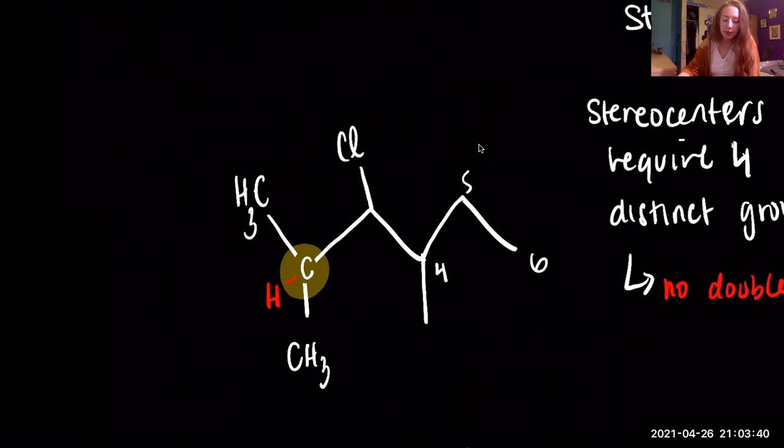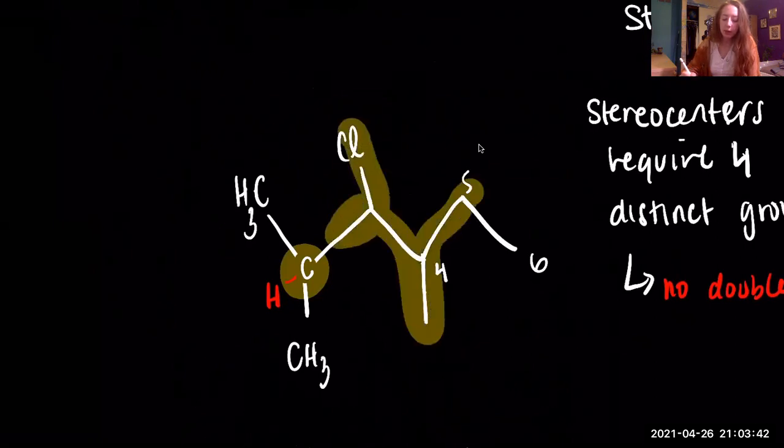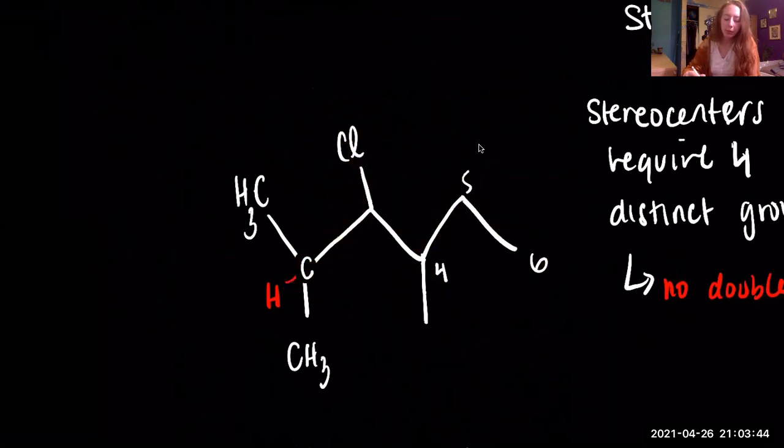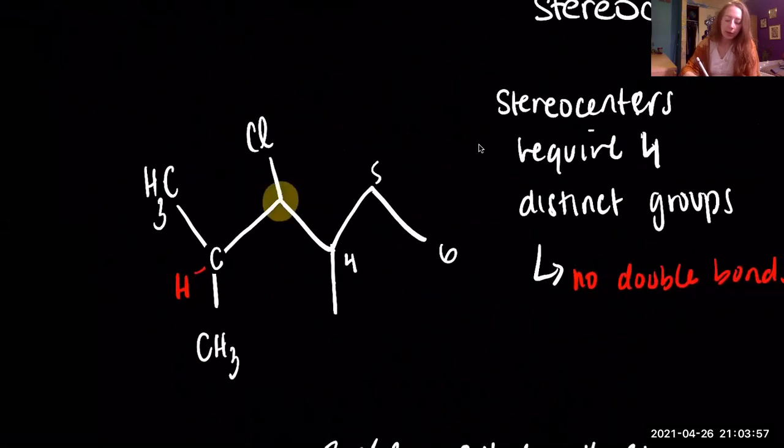It has 2 methyls, 1 hydrogen, and then this rest of the molecule portion. Okay, so the first carbon here is not a stereocenter. What about these? Well, they're connected to 3 hydrogens, and so that can't work either. It needs to be 4 distinct things. What about here? At this position, it can be a stereocenter because we have a chlorine here. I didn't write it, but there's also a hydrogen there.